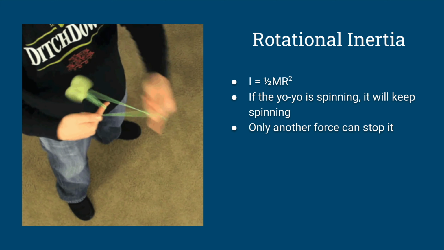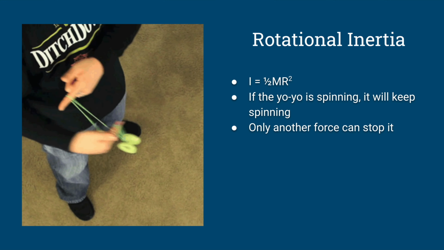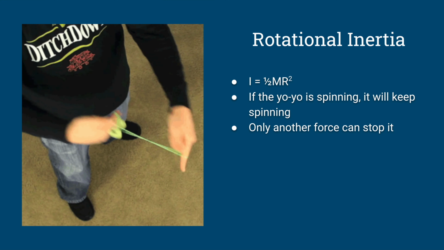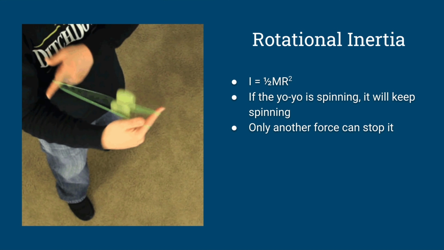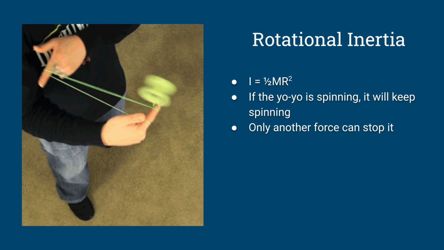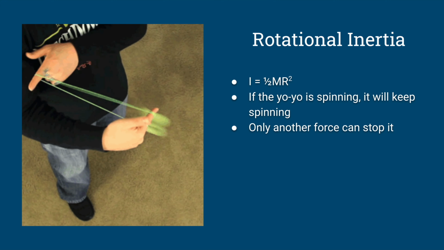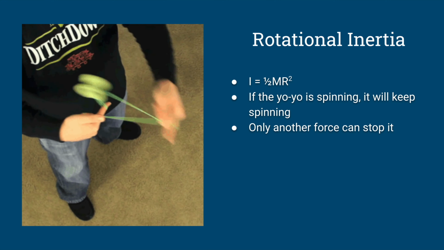The equation used for the rotational inertia of a yo-yo is shown on screen. It is I equals 1/2 mr squared, I being rotational inertia, m being the mass of the object, and r being the radius of the object from the axis of rotation. Circular objects of different shapes will use different equations to solve for rotational inertia.